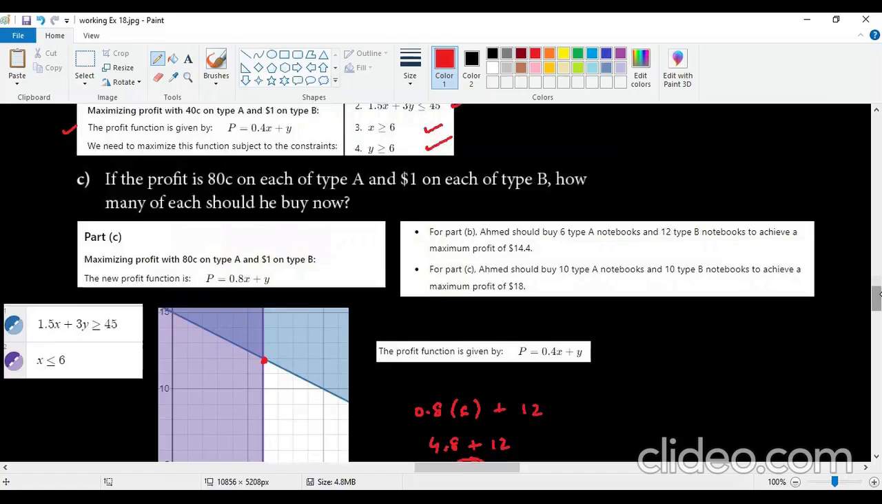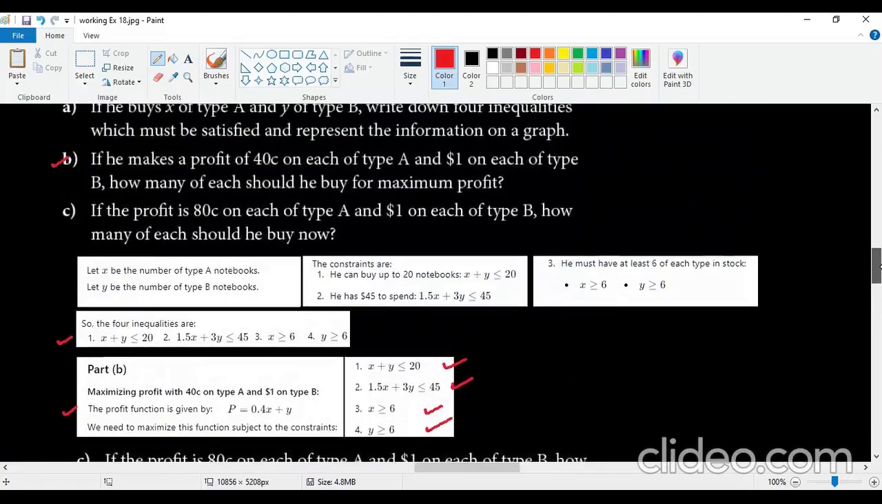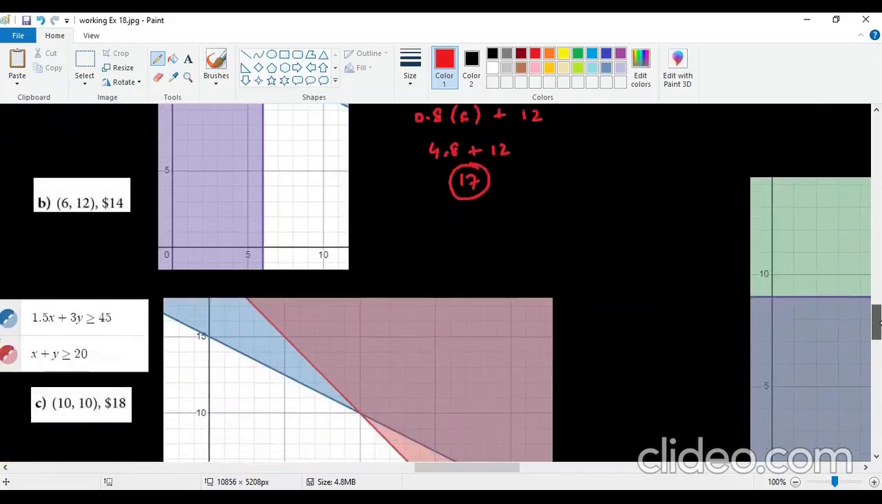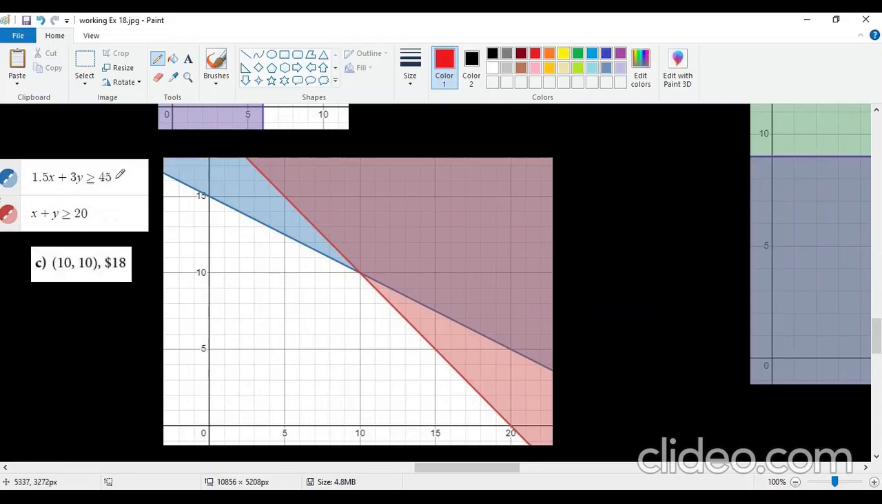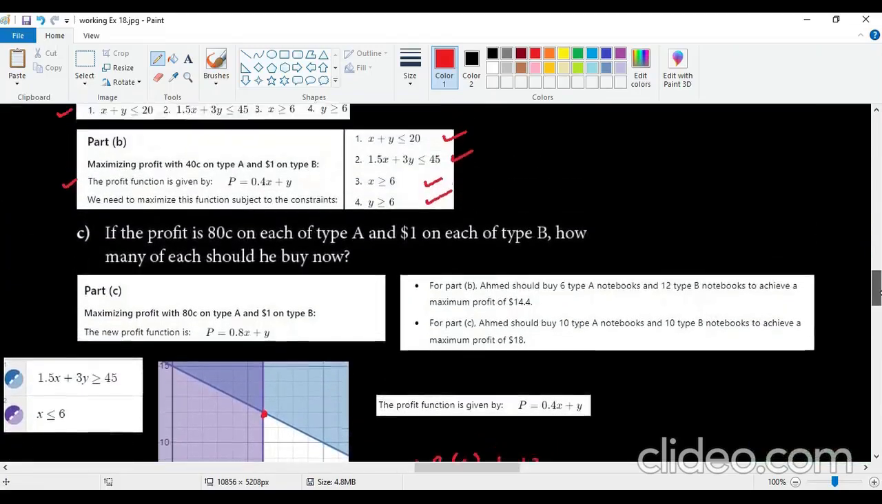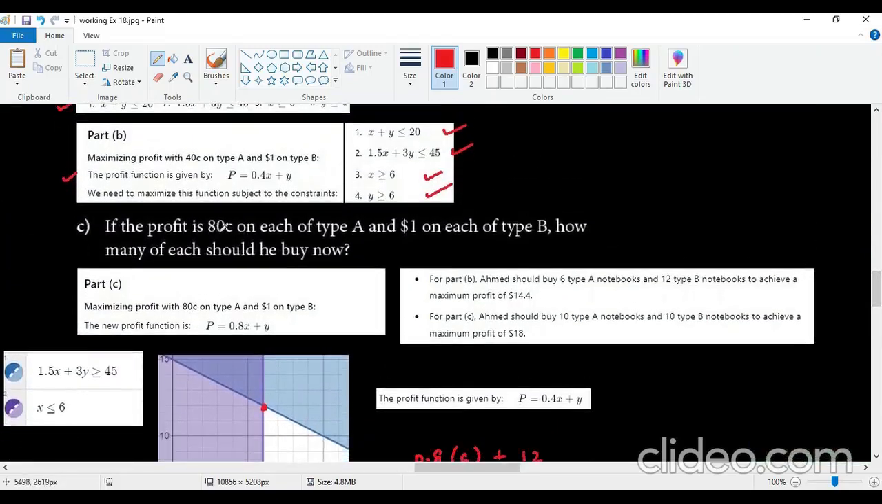Now, once B and C is also solved. For the second option, once we go for this one, these two inequalities are going to be used, and 10 is going to be the option. And once we go for the calculation of the third part, 80 cents on each type of A and 1 pound for this. Sorry, it's a dollar. $1 and 80 cents for each type.